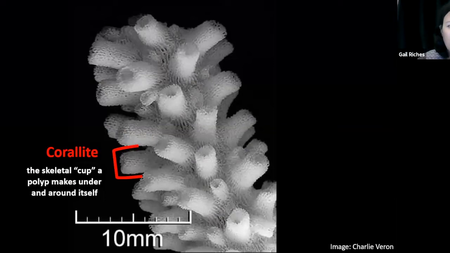This is a picture of a branching coral, and I've highlighted the corallite, which is the skeletal cup a polyp makes under and around itself. So whenever I say corallite, I'm talking about the skeletal structure. If I say the word polyp, it's just the corallite with the living tissue on top. The corallite is the skeleton underneath the polyp, if that makes sense. So when we're doing taxonomy, we often talk about the corallite as opposed to the living polyp.